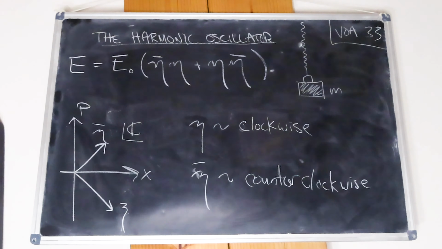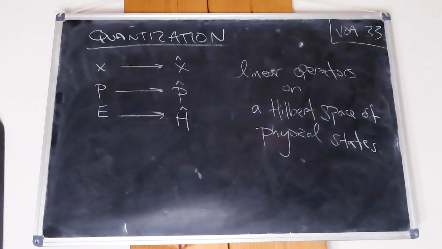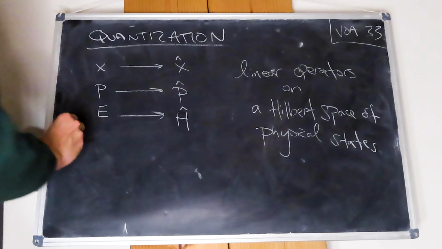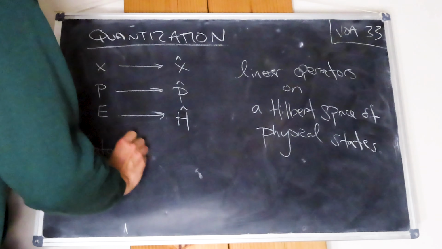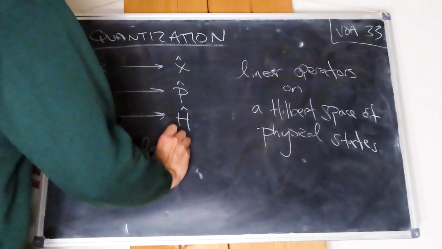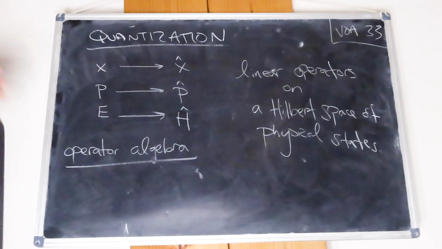Indeed, for the quantum case, our variables of interest are x, p, and e, position, momentum, and energy. In the quantum theory, a physical system is modeled by a special kind of vector space, and the dynamical variables like x, p, and e are a special kind of operator on that space. Unsurprisingly then, the study of quantum mechanics often amounts to the study of operator algebras, which of course is why we're here talking about this.